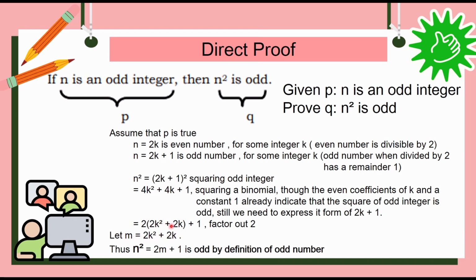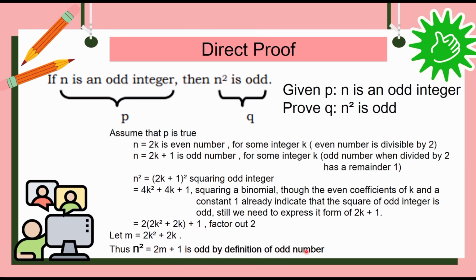Okay, so since atin siyang in-represent as m, kapag ating sinubstitute na siya, it becomes 2. Copy niyo yung 2. And then, kung let m is equal to 2k squared plus 2k, ito yun. Substitute niyo yung m dito. So, it becomes 2m, and then plus 1. So, that is the definition of odd number.